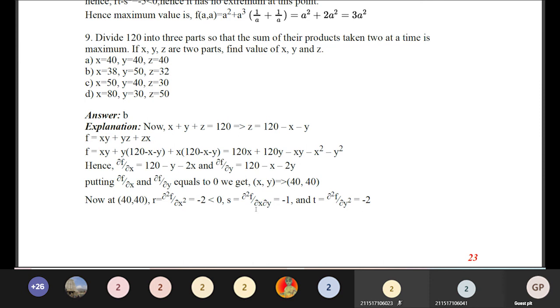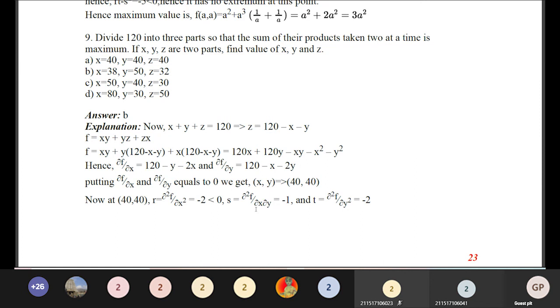The condition you are given: f is equal to xy plus yz plus zx. We have to take two at a time. So the function is xy plus yz plus zx, and the condition is x plus y plus z is equal to 120. Substituting z as 120 minus x minus y and simplifying, we get 120x plus 120y minus xy minus x square minus y square.